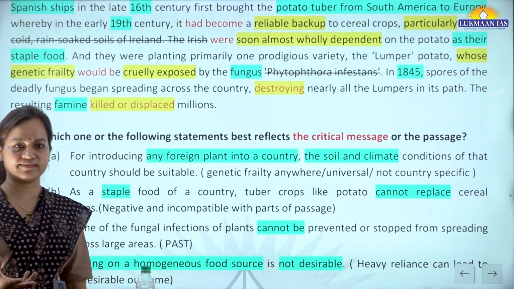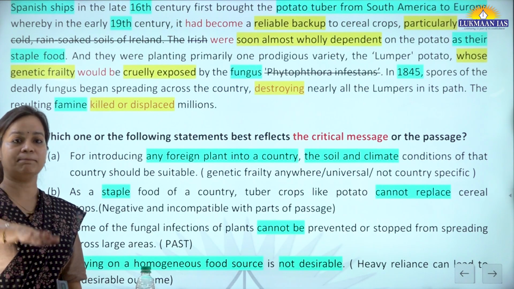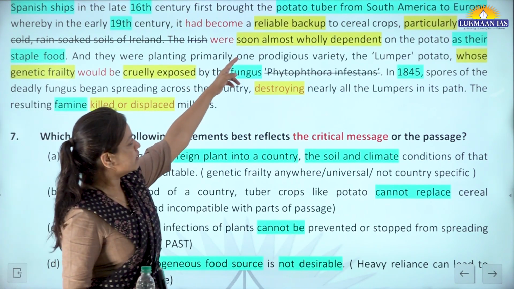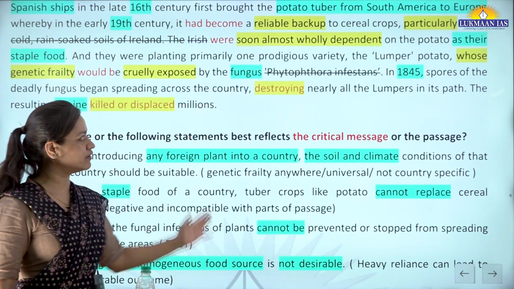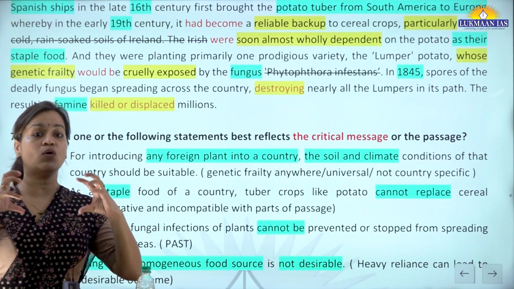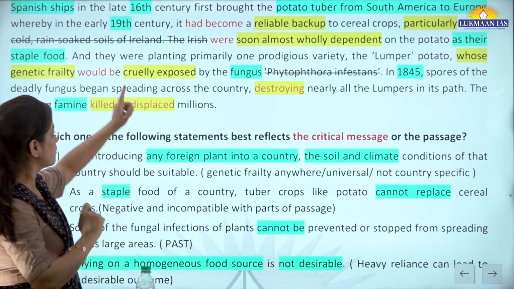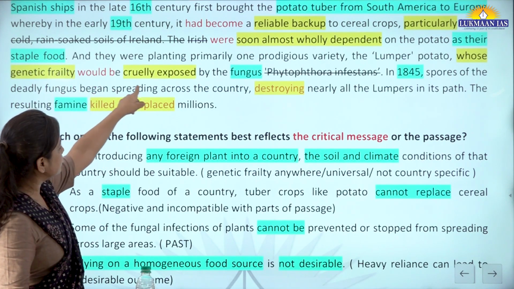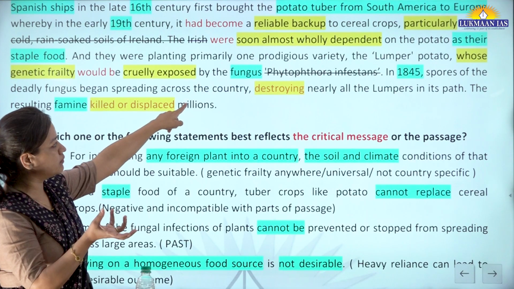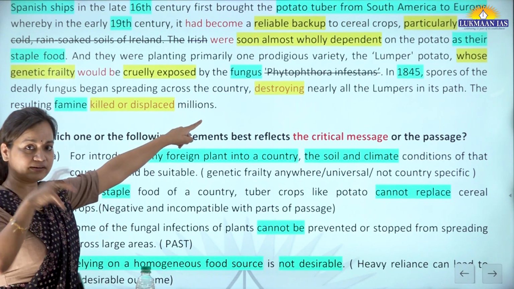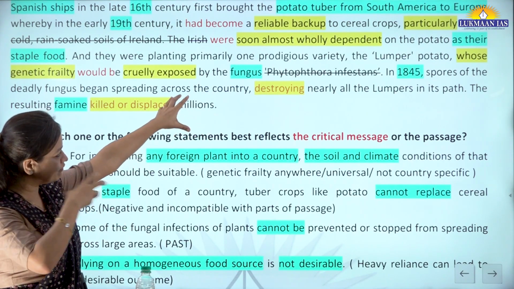Third sentence, and again the emphasis on depending. Second sentence, reliable backup. Third sentence, wholly dependent. So great emphasis on this part. They were planting primarily one variety, which further narrows down to which variety.